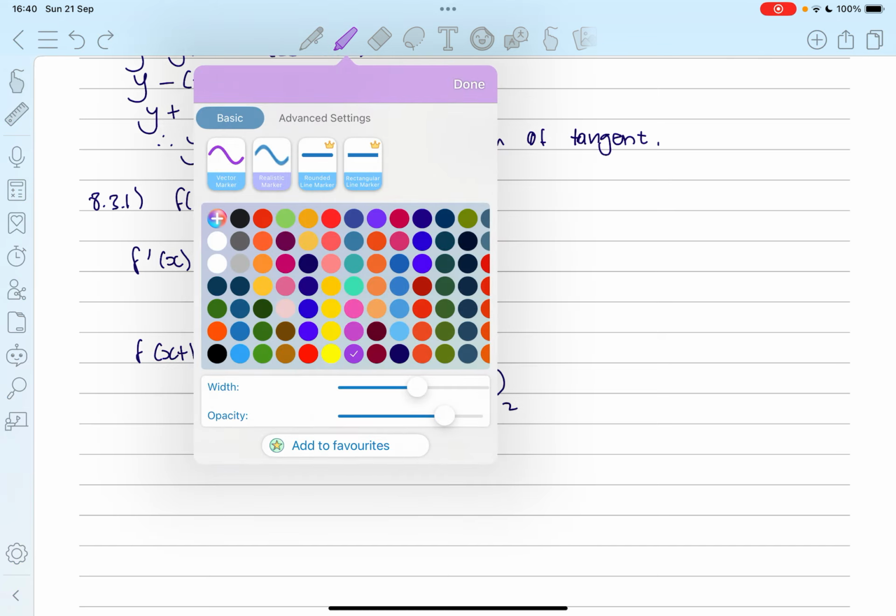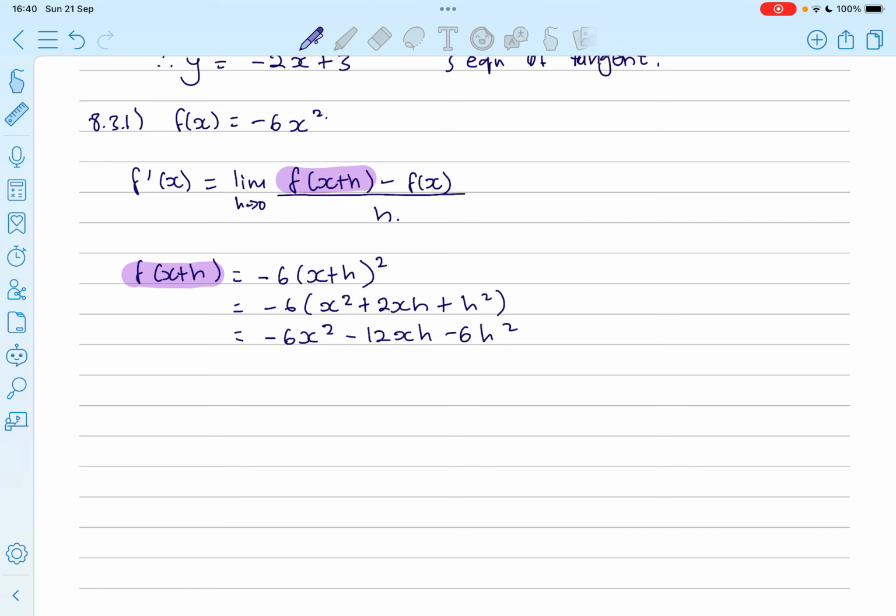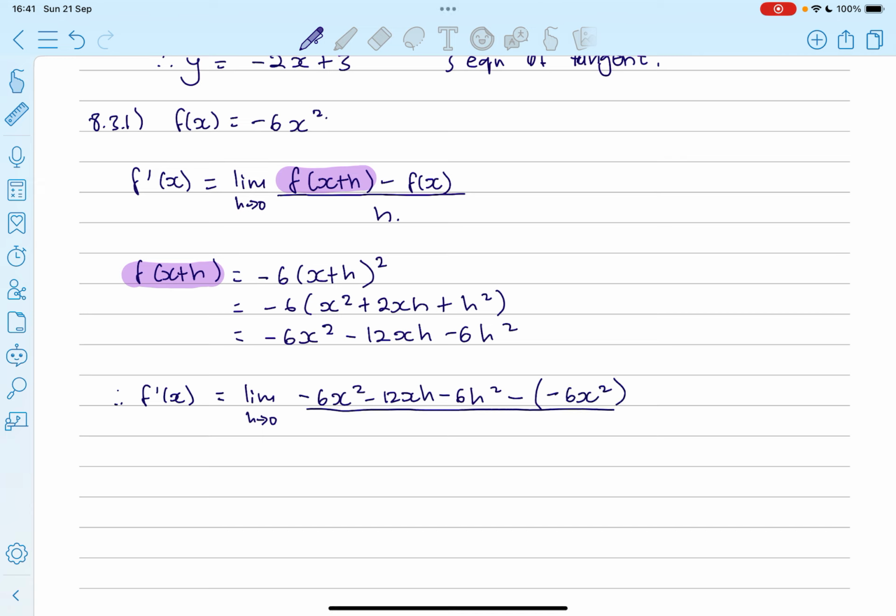Okay, now that we have this equation, it's too thin, let's make it a bit thicker. Now that we have this equation, we can substitute it back into our first principles formula. So therefore, f prime of x will be equal to the limit as h approaches 0 of negative 6x squared minus 12xh minus 6h squared minus, I'm going to put a bracket around our function f of x, that's negative 6x squared. And then in the denominator, we have h.